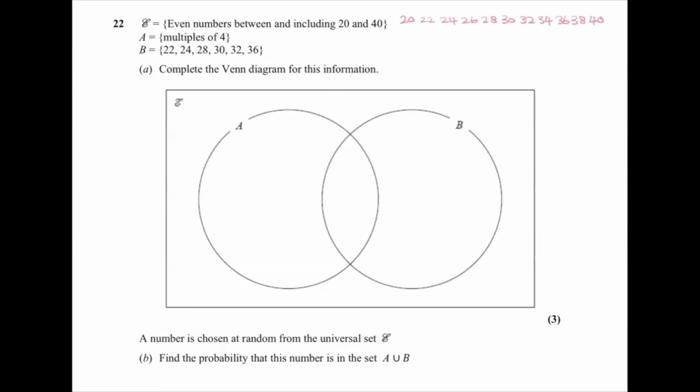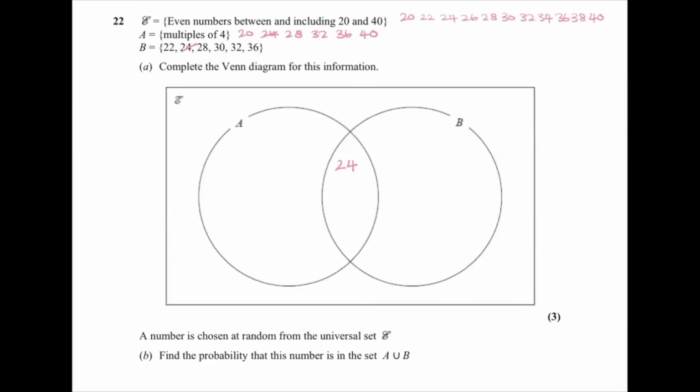I'd also write out the multiples of 4. And then we want to pair up and get the middle section done first. So I can see that 24 is in both sets. I can see that 28, 32, and 36 is. And then I would cross those off my main list as well. So 24, 28, 32, and 36 are in.